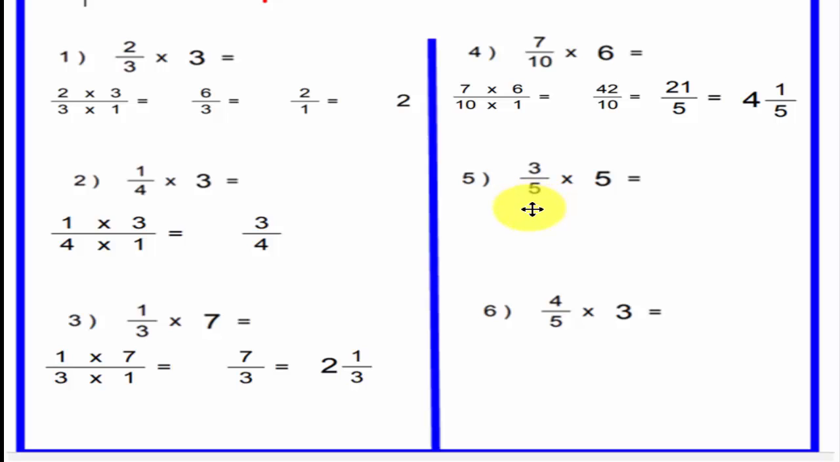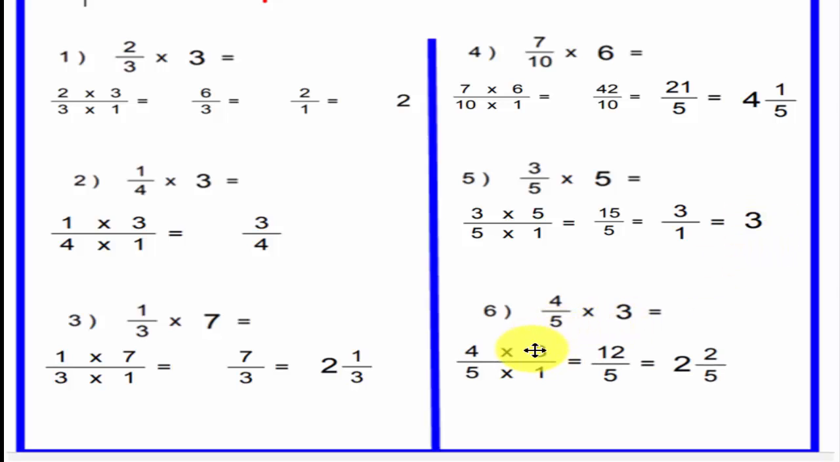And number 5, 3/5 times 5, and that should be 3 times 5 is 15. 5 times 1 is 5. To reduce that, 5 goes into 5 1 time. 5 goes into 15 3 times. And it's 3 over 1, so the answer is, in its lowest form, 3.